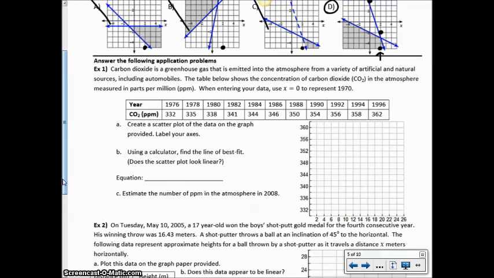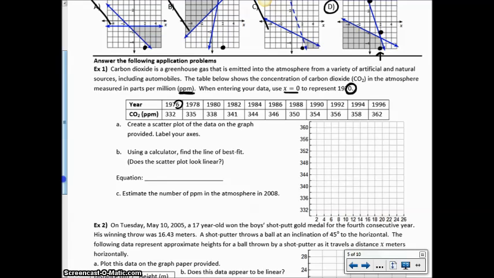So first one says carbon dioxide is a greenhouse gas that's emitted into the atmosphere from a variety of artificial and natural sources, including automobiles. The table below shows the concentration of carbon dioxide, CO2, in the atmosphere measured in parts per million. This is how you abbreviate it. It's ppm. When entering your data, you're going to use x equals 0 to represent 1970. Do you see where they get the 0 from?